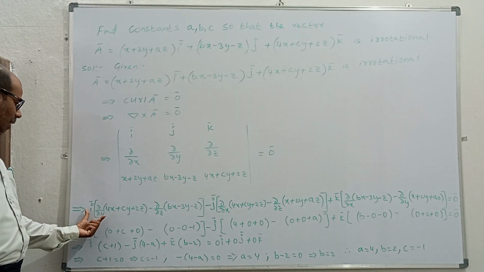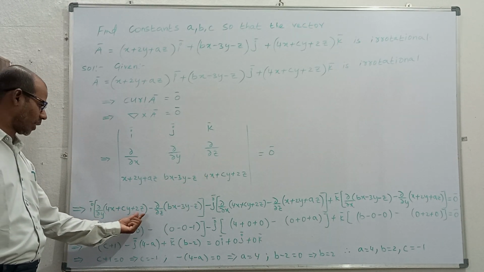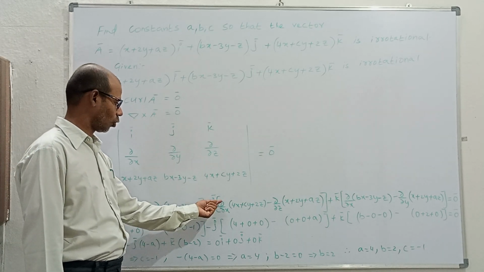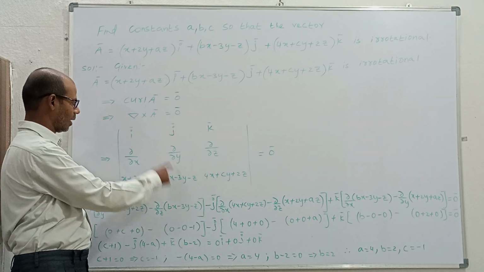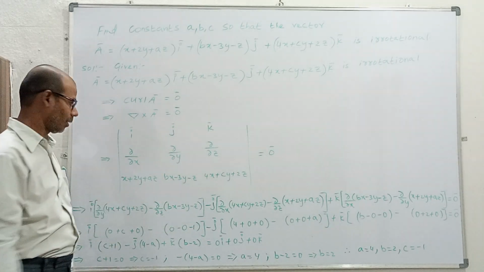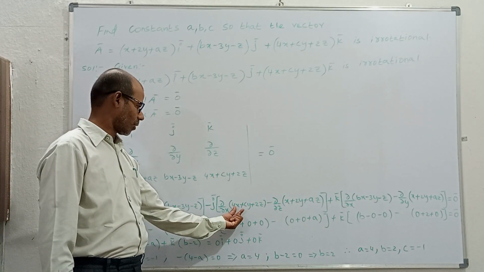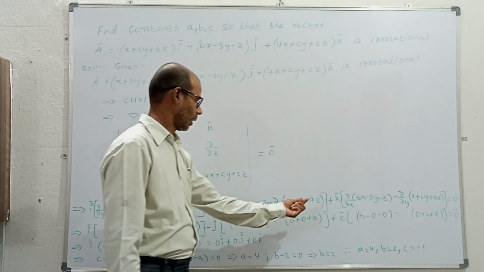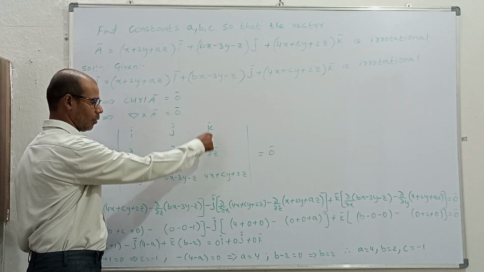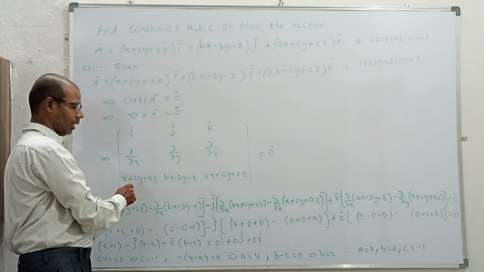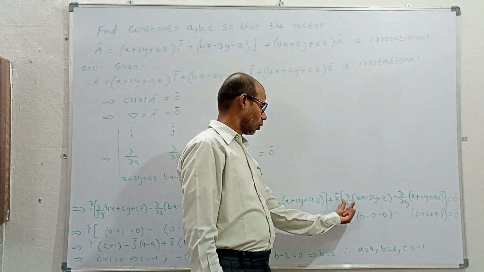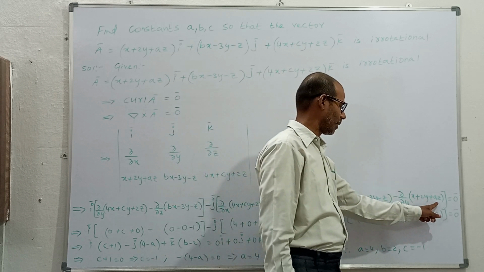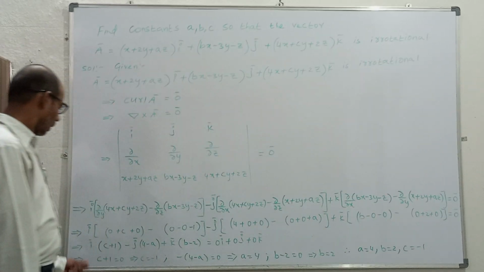So i bar into dou by dou y of (4x plus cy plus 2z) minus dou by dou z of (bx minus 3y minus z), minus j bar into dou by dou x of (4x plus cy plus 2z) minus dou by dou z of (x plus 2y plus az), plus k bar into dou by dou x of (bx minus 3y minus z) minus dou by dou y of (x plus 2y plus az), equals 0 bar.